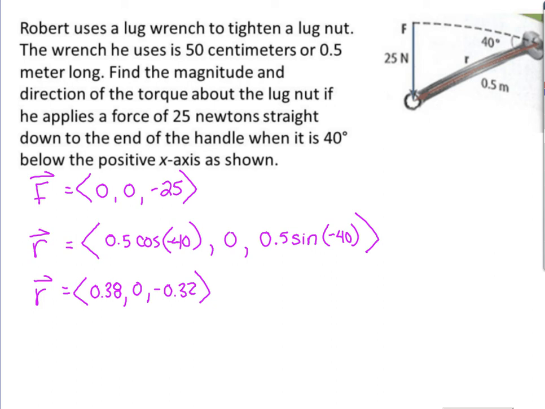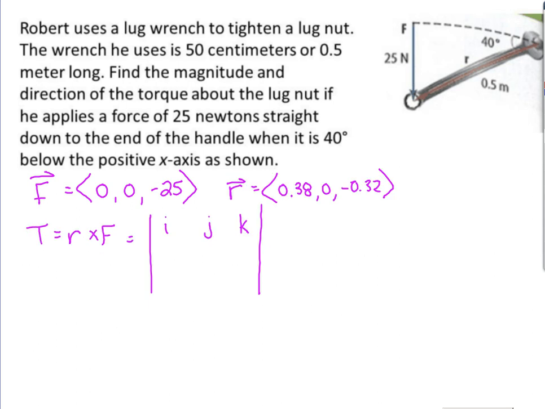Now we need to find the torque. Remember, torque is r cross F. When you're doing r cross F, that means r needs to come first, so we're going to do 0.38, 0, negative 0.32, and then vector F, our force, 0, 0, and negative 25.